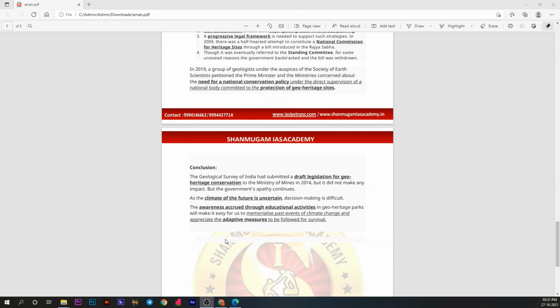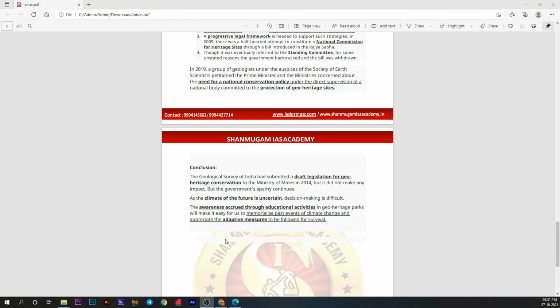And the climate of the future is uncertain, because nowadays we are seeing so much global warming and climate change. The climate of the future is uncertain because we don't know what will happen in future and how the climate will change. So decision making is difficult at the time. So we have to conserve our heritage sites. Geoconservation is very important, and awareness needs to be created.